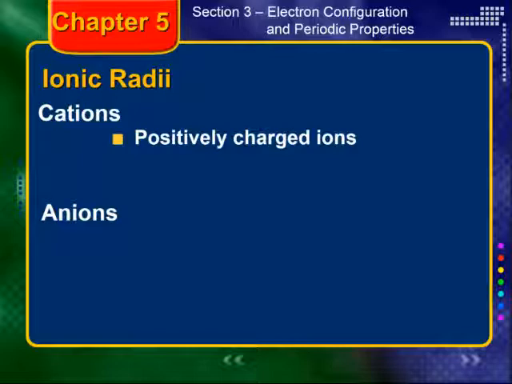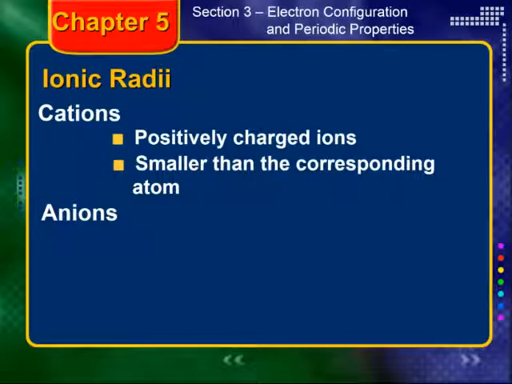So let's take a look at a cation, a positively charged ion. A positively charged ion is smaller than the corresponding atom, meaning it's smaller than the neutral form of that atom. So when this cation loses however many electrons from its valence shell that it's going to lose, it's going to become smaller. Its radius is going to reduce.